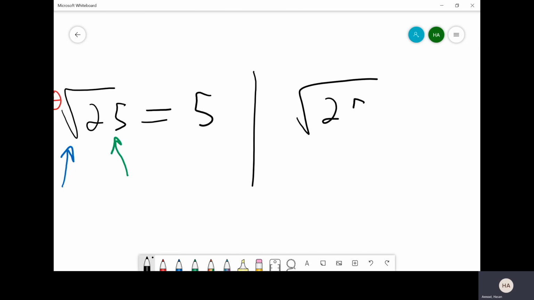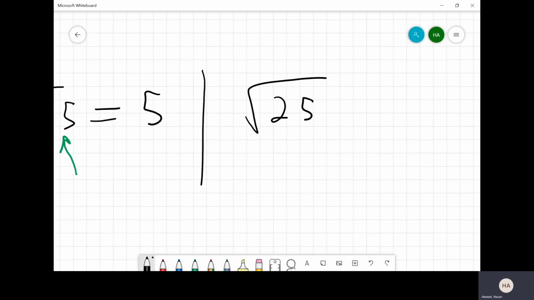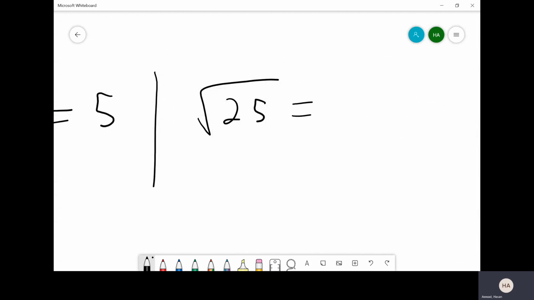Now, you also might realize that there could be a second answer here. 5 may not be the only answer, and the reason for that is there's also -5, right? Because -5 times -5, the negatives are going to cancel, and it's just 5 times 5, which gives us 25. So technically, the square root of 25 will give us 2 answers.